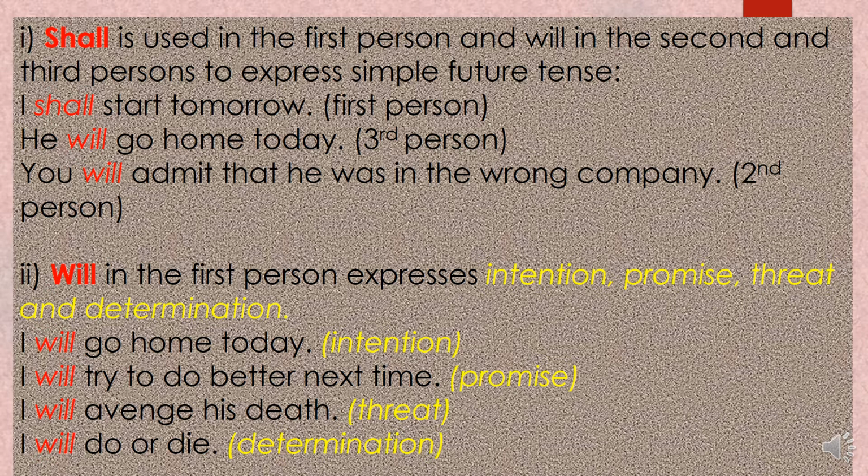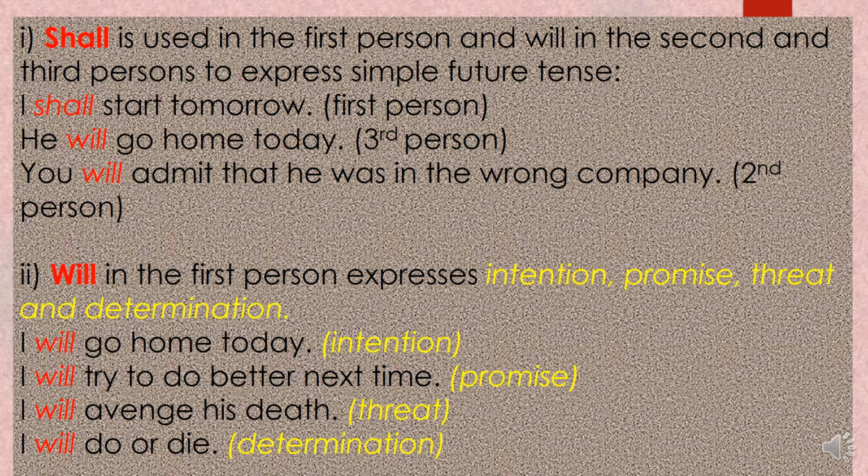See, in case of a threat, you use will when it is also a very strong thing, a threat to someone, so you will use will. I will avenge his death. Last, the determination. When you are determined about something, you will use will in the first person. You can use will in the first person.